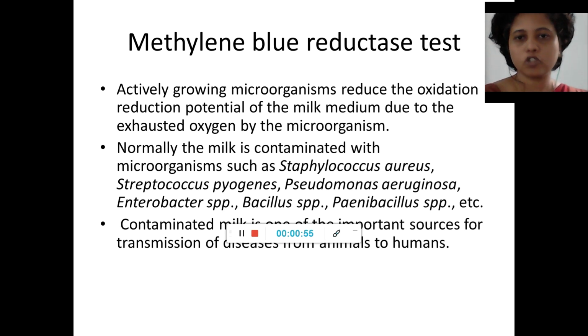in the milk. So what happens? The oxidation reduction potential of the milk will be found to be reduced because the oxygen has already been used up by the microbes. And the methylene blue reductase test is based upon this oxidation reduction potential of the milk. We will see how.